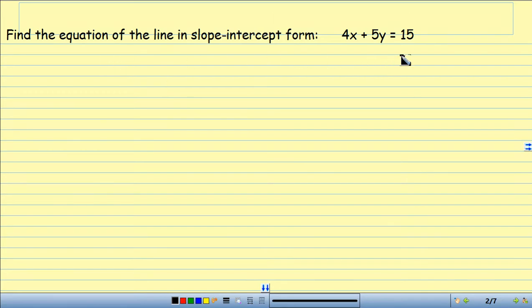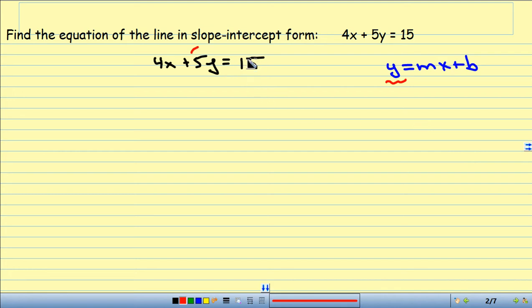You need to find the equation of the line in slope-intercept form. 4x plus 5y equals 15. So let me rewrite it: 4x plus 5y equals 15. What I need to do is make it look like y equals mx plus b. So to do that, I need to get y by itself, all by itself on the left side.